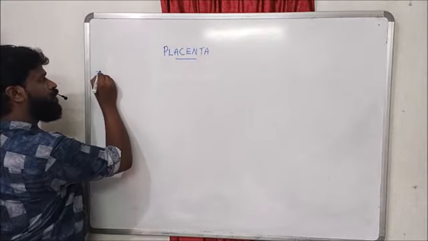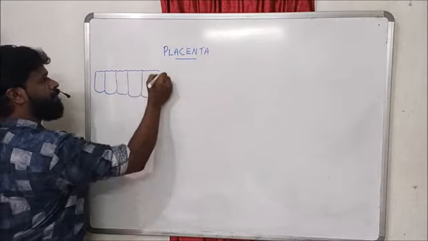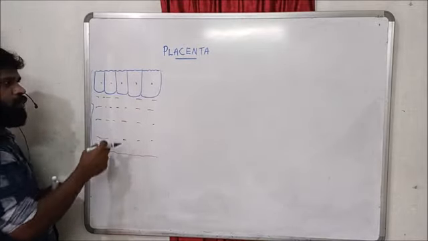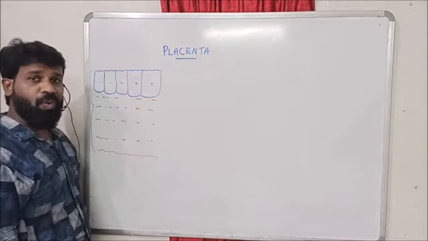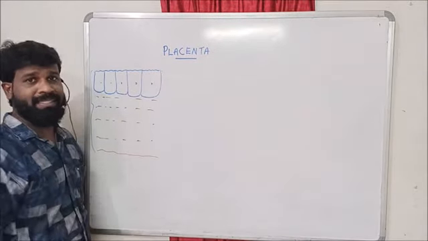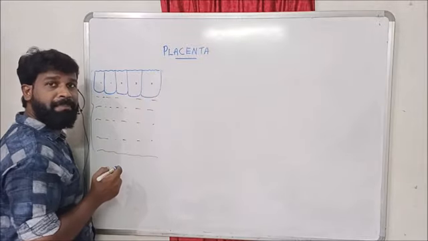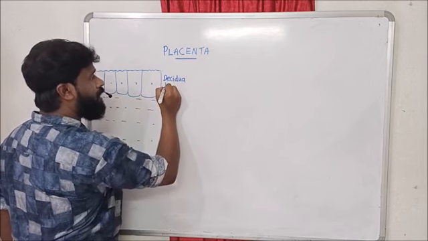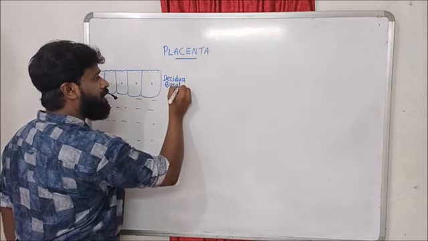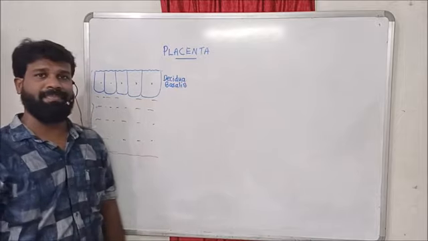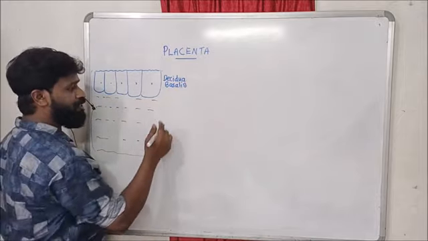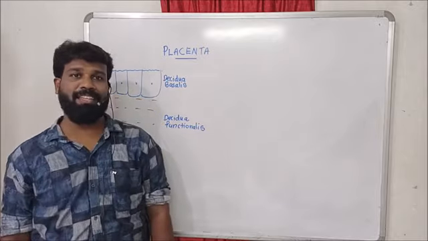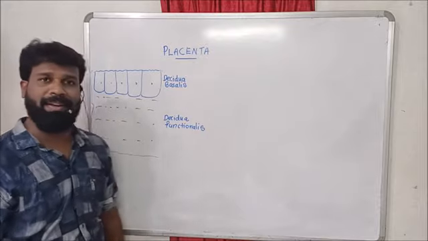So here, this one is endometrium. See here, this is the endometrium of uterus. You know, the endometrium has two layers. This is the endometrium basal layer, decidua basalis. And this superficial layer is decidua functionalis. These are the two layers of endometrium.